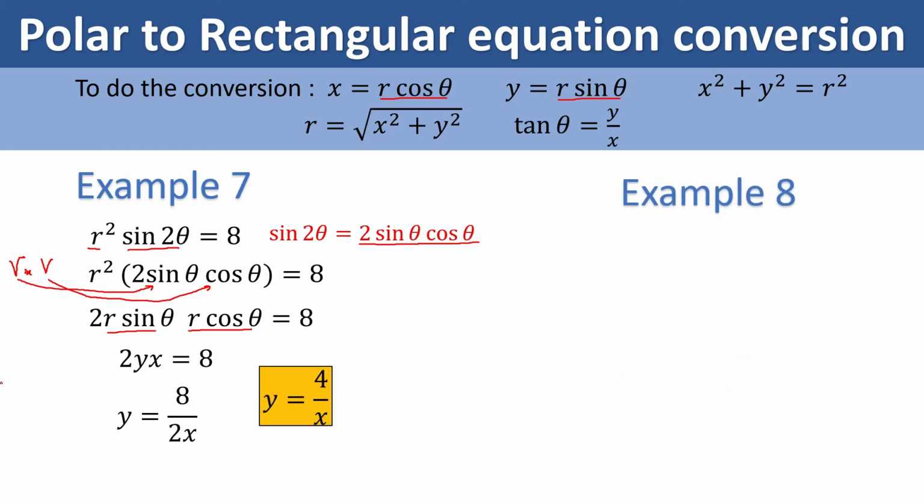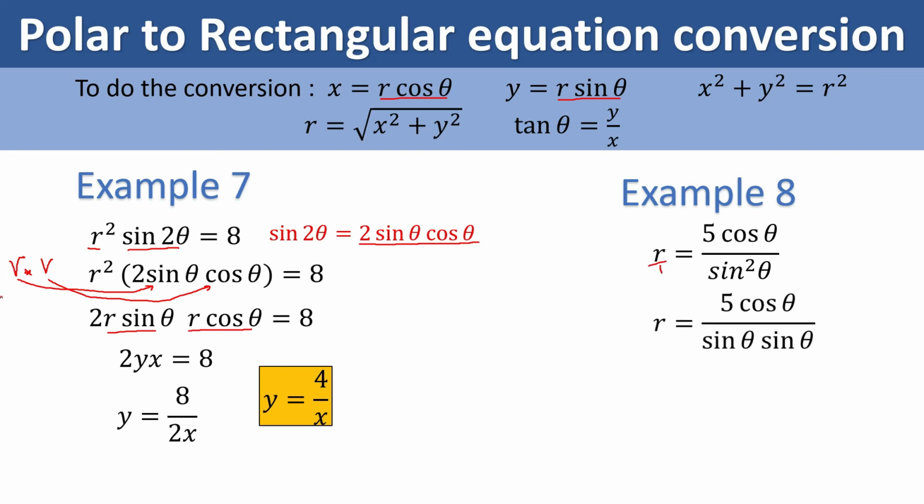Another example, number 8. I have this one. You can do cross multiplication, or change sine squared theta, which is sine times sine. Now cosine divided by sine is cotangent. And I move this sine in the denominator to this side to multiply.